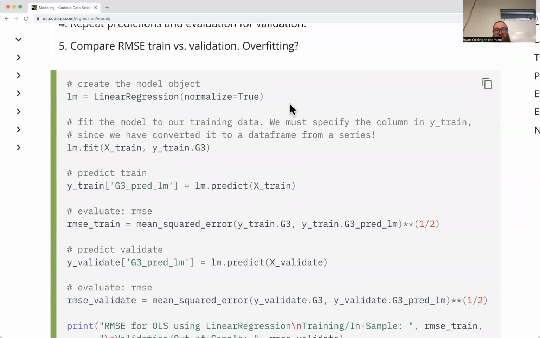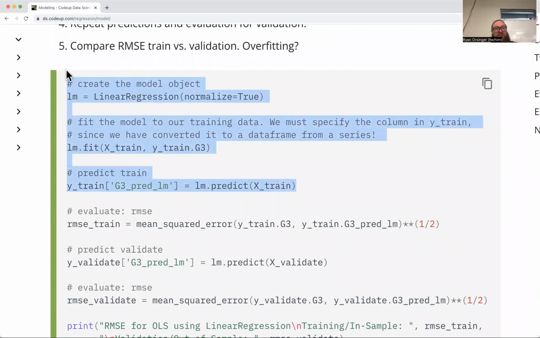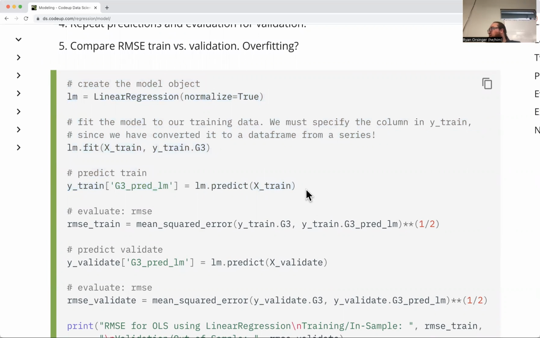So how exciting is this? It's like the most boring line of code in this entire lesson. And you're just doing machine learning modeling, no big deal. So make the thing, fit the thing, and use the thing.